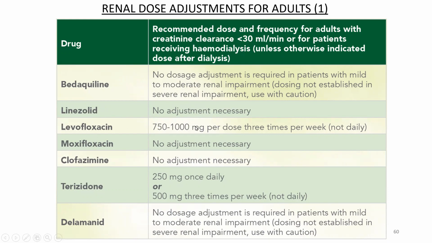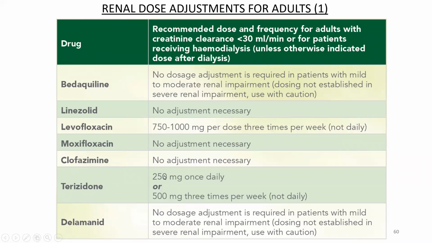Levofloxacin is going to be adjusted. Since it's initially given daily, when you have a creatinine clearance of less than 30, you're giving 750 to 1,000 milligrams per dose 3 times per week, not daily. Moxi, on the other hand, doesn't need any adjustment. Same as clofazimine, no adjustment.